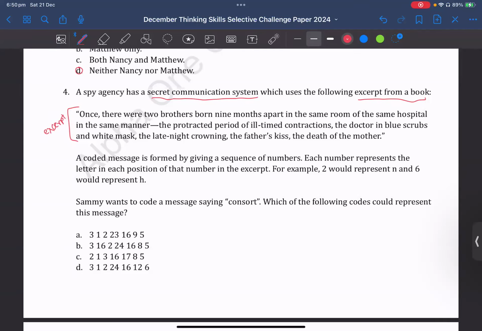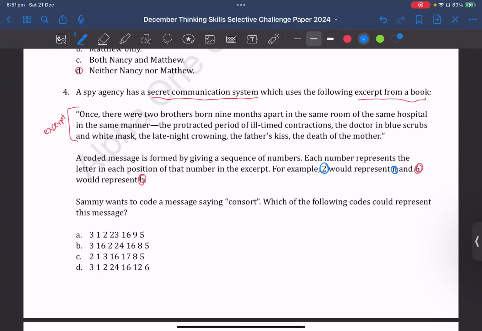So, a coded message is formed by giving a sequence of numbers, and each number represents the letter in each position of that number in the excerpt. So 2 is an N and 6 is an H. So this is where the thinking skills part comes in, and you want to know that 2 represents N and 6 represents H. And I would go back and look for it. The easiest thing to do is go left to right from the first sentence, because that's what we usually do. We read left to right and we usually start at the top.